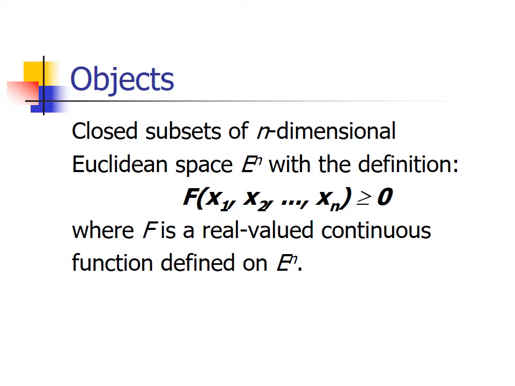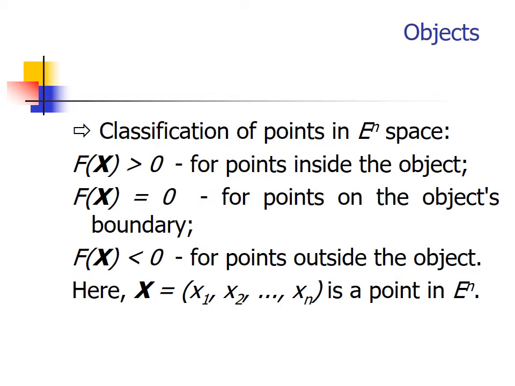Objects in FRep are closed subsets of n-dimensional Euclidean space with the following definition, where f is a real-valued continuous function defined on this space. Classification of points in n-dimensional Euclidean space is the following. Inequality f of x greater than 0 is for points inside the object. Equation f of x equals 0 is for points on the object's boundary. And inequality f of x less than 0 is for points outside the object. Here x is a point with n coordinates in the defined n-dimensional Euclidean space.